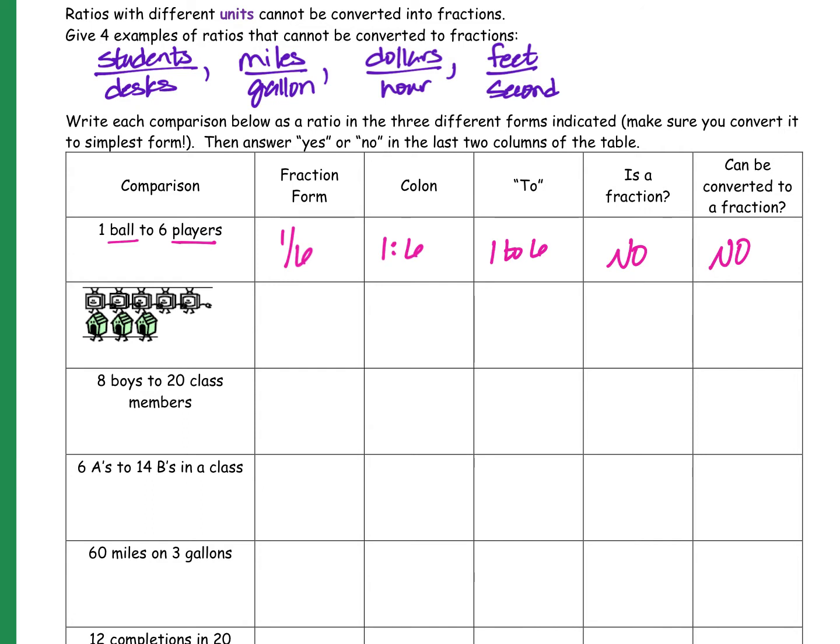So what's the fraction on this one? There are 5 TVs to 3 houses. So it would be 5 to 3. And using a colon, it would be 5 colon 3. And then, super hard, right? And replace the colon with the word "to". Is it a fraction? I would say yes. Can I change TVs to houses? Is there any comparison? No. TVs go with houses, but I can't do a TV to a whole, right? So no, it's not a fraction. No, I can't convert it.